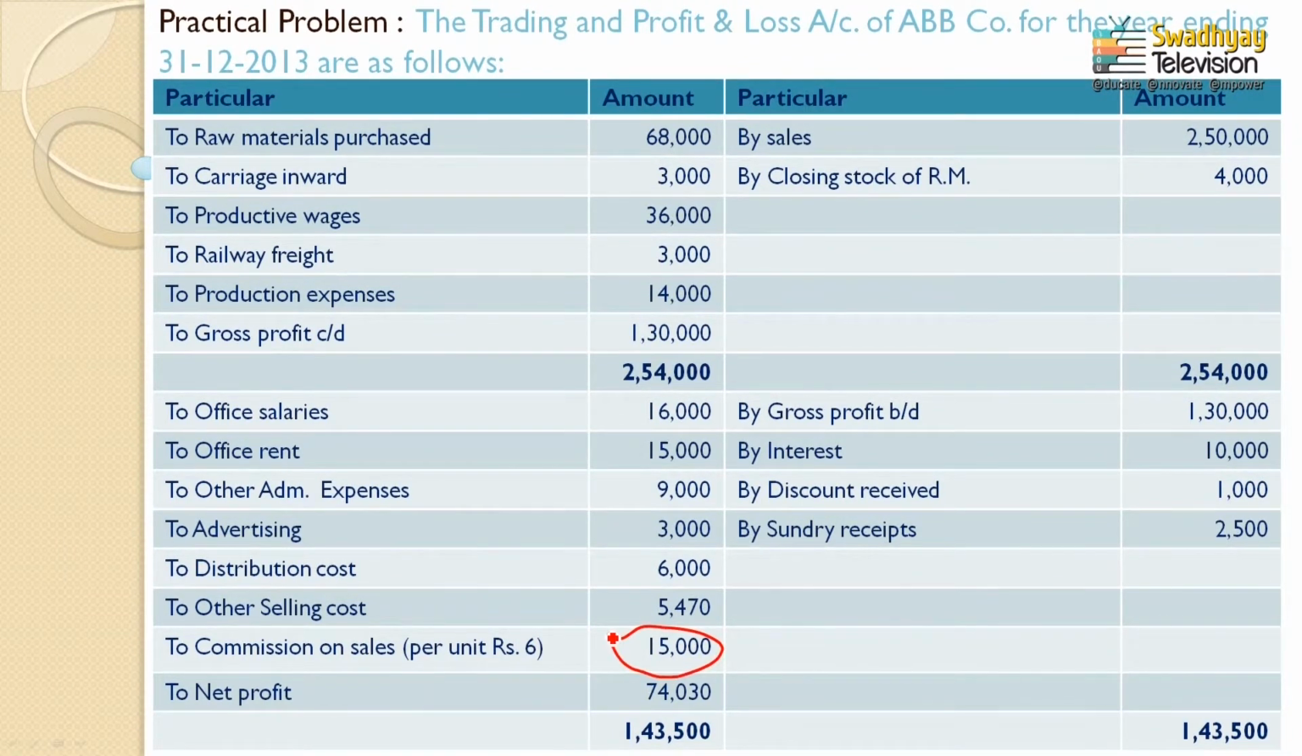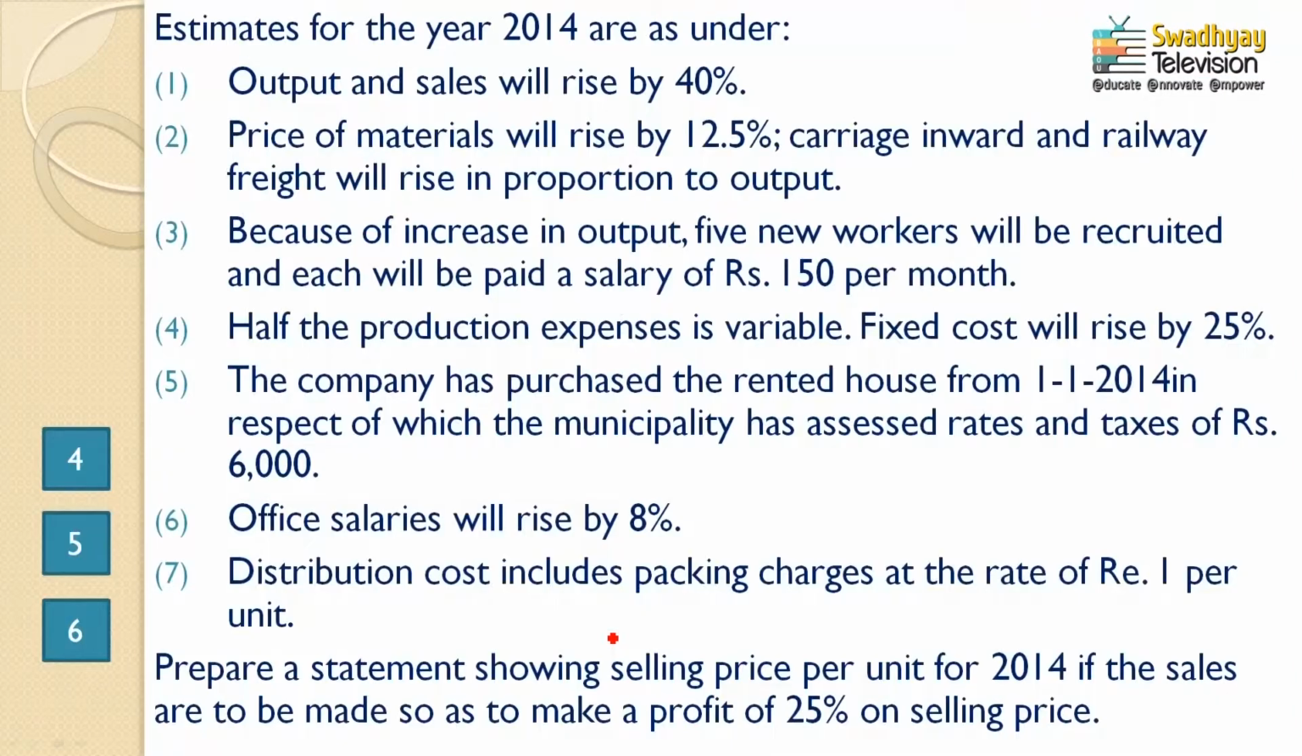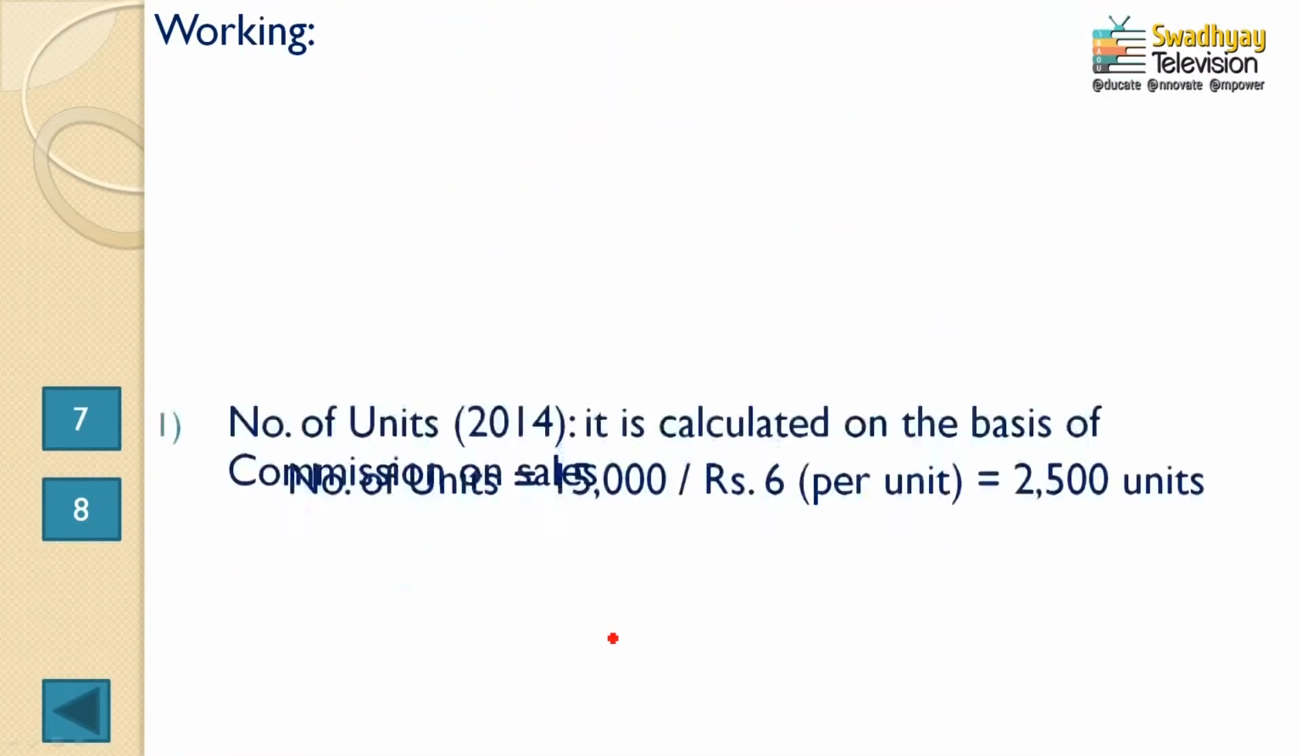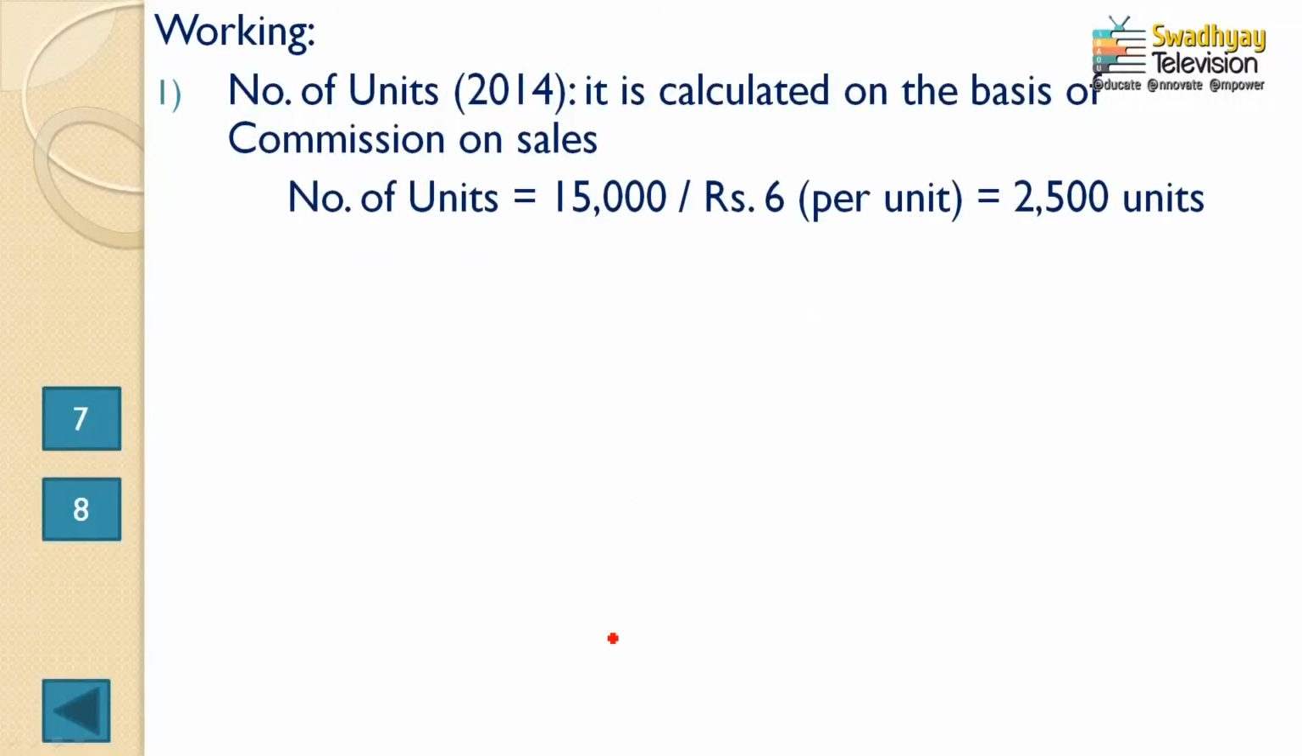that means 15,000 rupees, and this 15,000 rupees commission on sales is at rupees 6 per unit. So commission on sales is 15,000 rupees on the basis of 6 rupees per unit. We can identify the number of units manufactured in the year 2013. So 15,000 rupees divided by 6, it would be calculated as 2,500 units. So 2,500 units were manufactured in the year 2013.